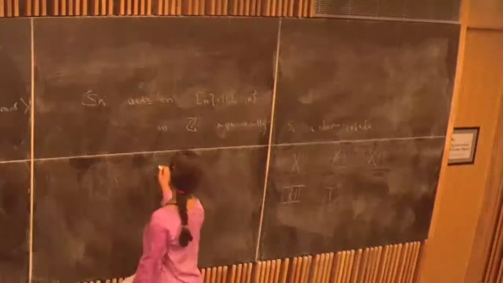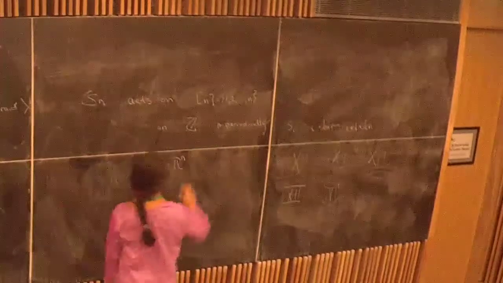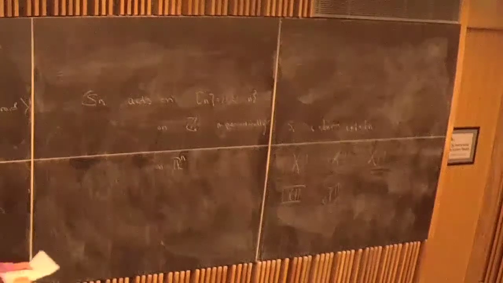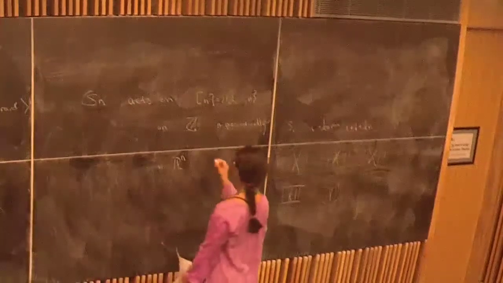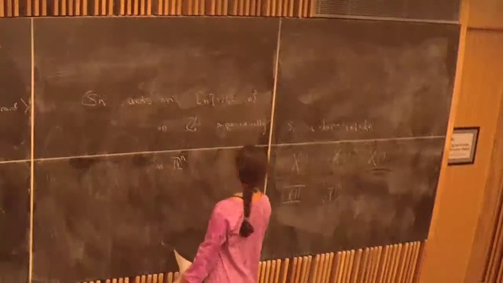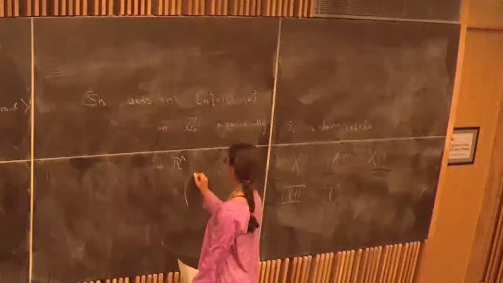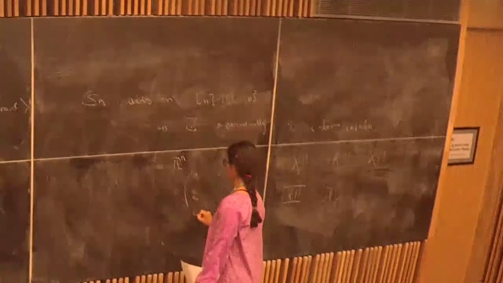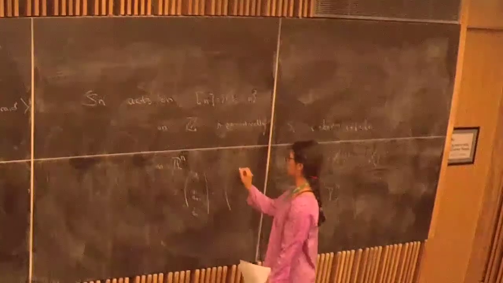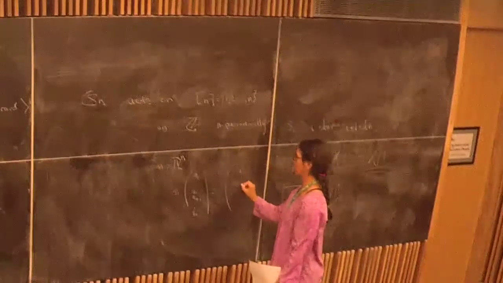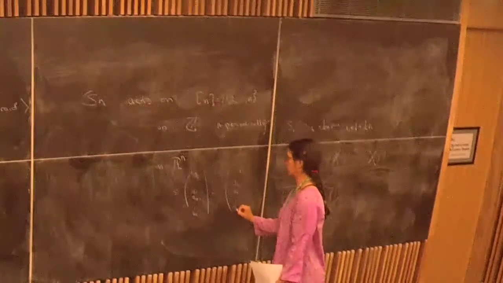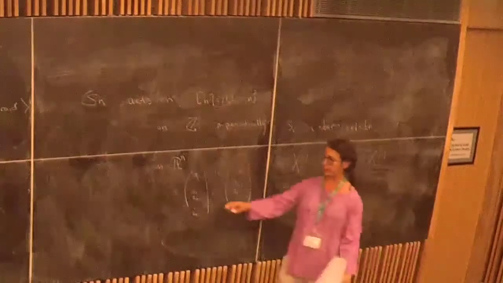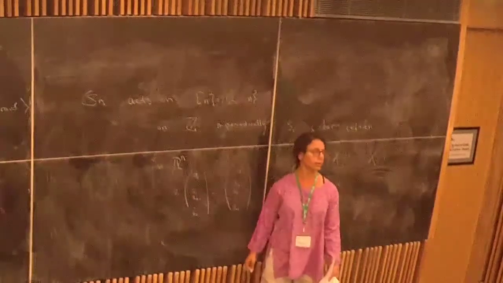Another thing that we want to think of it acting on is R^n, or even F^n for some field, by just permuting coordinates. So si will just swap the i and i plus 1 coordinates, and that is a reflection over the hyperplane xi minus xj is 0.